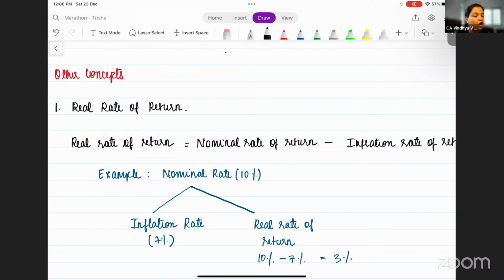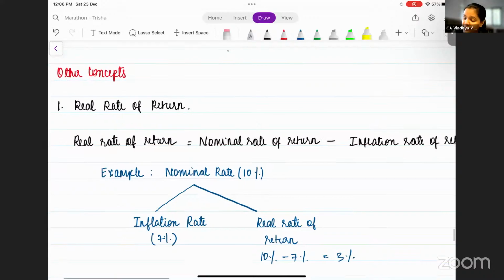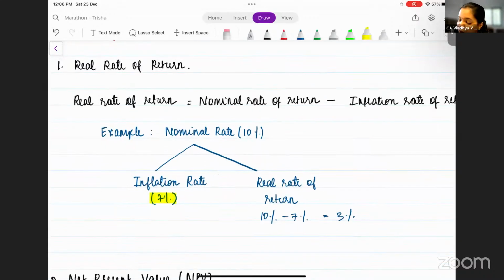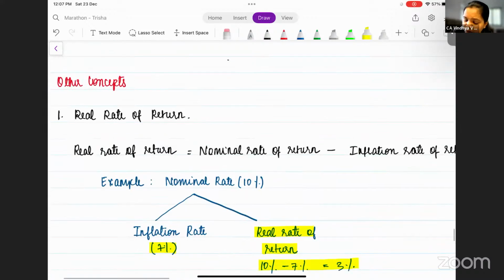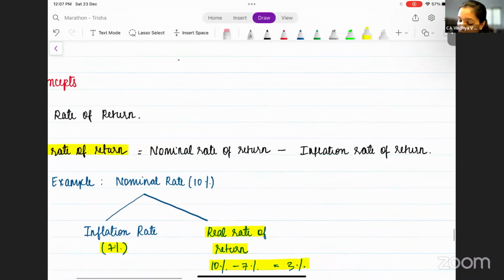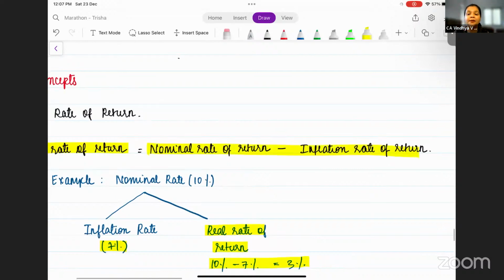When I say bank is offering me 10% rate of interest, what I'm not considering is the inflation factor. When inflation comes into picture, the rate of return will reduce. So when you consider the inflation of 7%, what you actually get in return is 10% minus 7%, that is 3%. So here, when I say real rate of return, it is nominal rate of return minus the inflation.